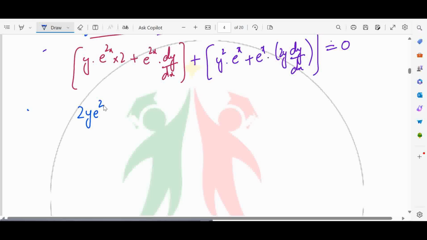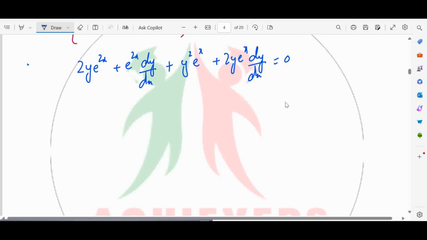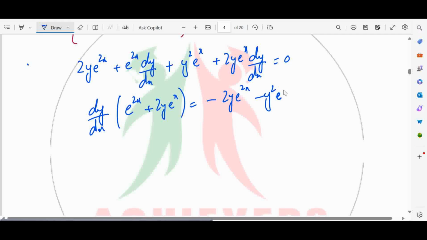2y e power 2x plus e power 2x dy by dx plus y square e power x plus 2y e power x dy by dx. Now if we shift it to the other side, and take dy by dx common, what will be the answer? This will be e power 2x plus 2y e power x is equal to minus 2y e power 2x, and then we have minus y square e power x.